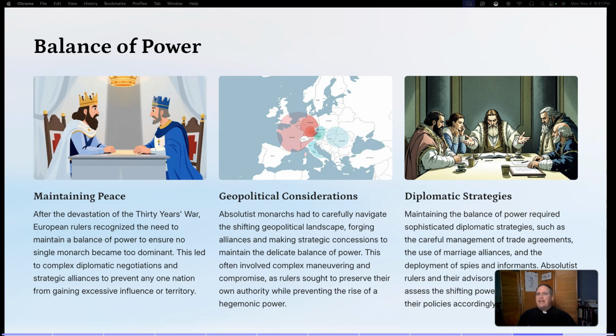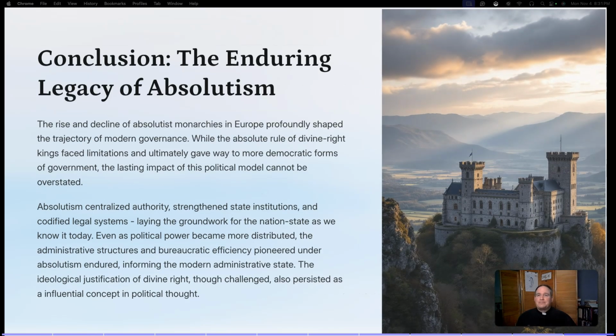Absolutist monarchs had to navigate a complex geopolitical landscape, making concessions and forming alliances to preserve their authority. The need for balance restricted their ability to act unilaterally, demonstrating that even absolute rulers could not escape the influence of other states and the necessity of cooperation.